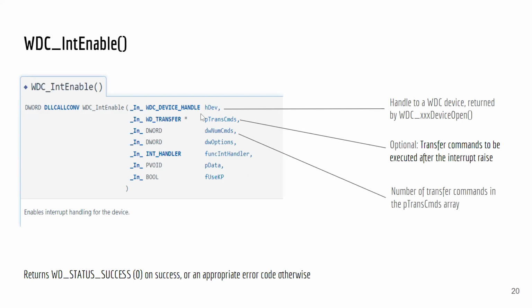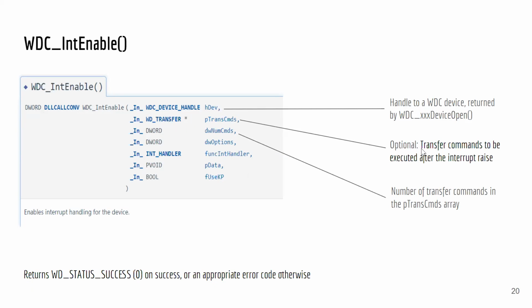The first thing is the hDev. That is simply a handle to a WDC device returned by WDC_PciDeviceOpen. We will talk about PciDeviceOpen. This function opens the device. It's a critical function. We will see in a short time how it helps us in the interrupt handling routine.